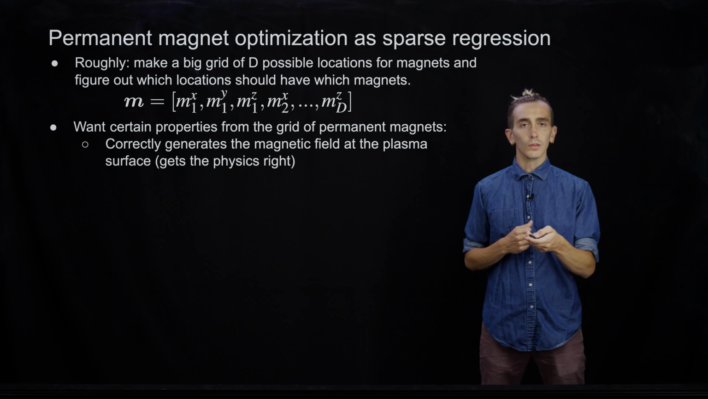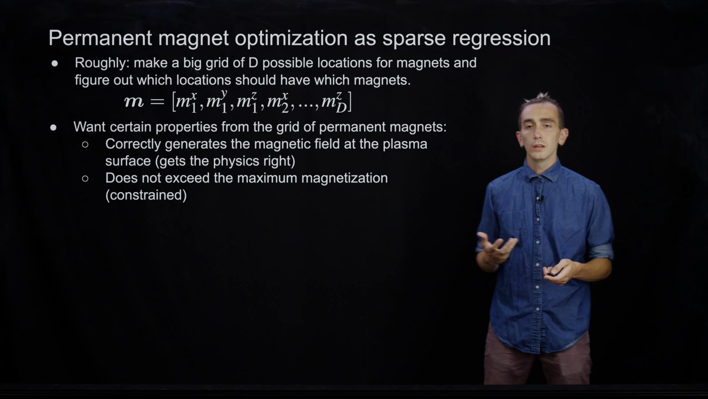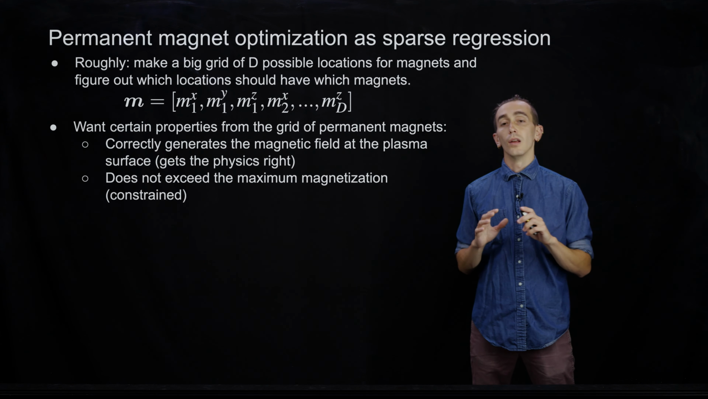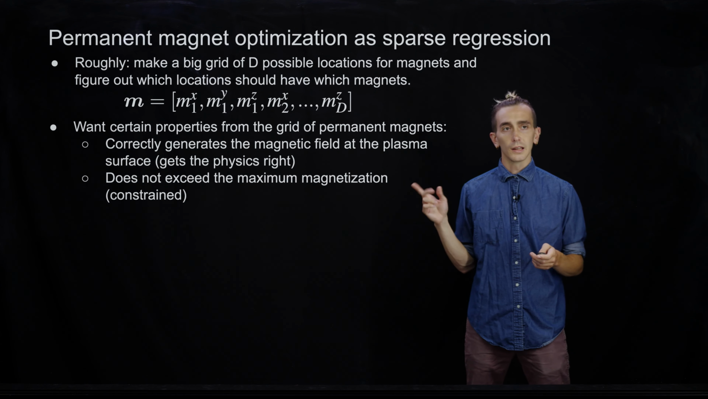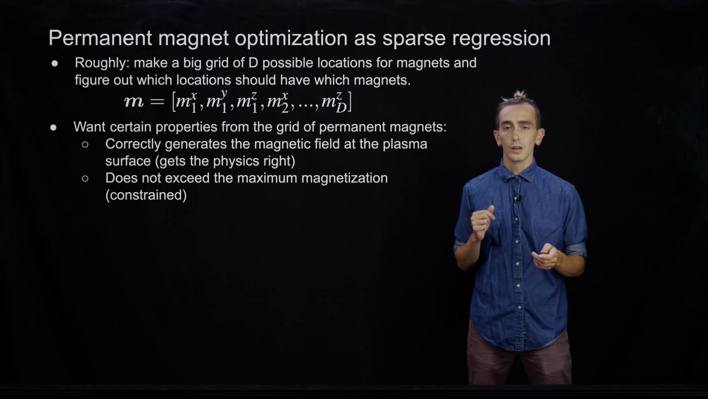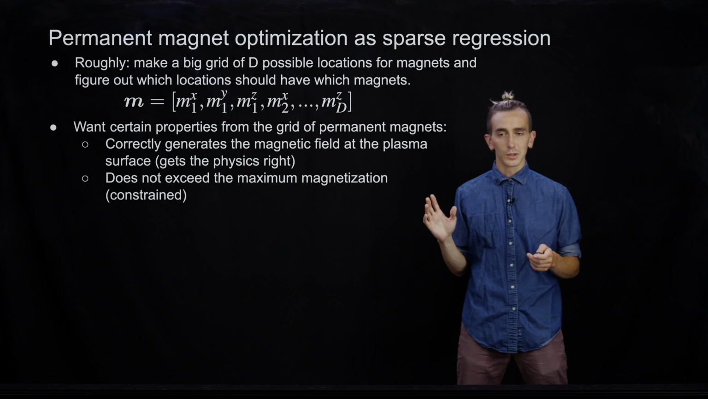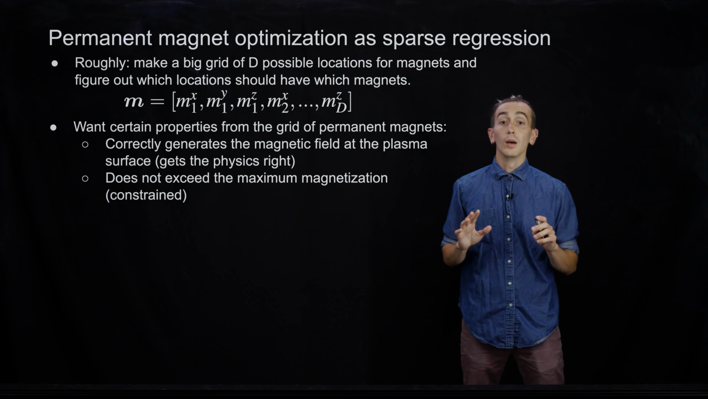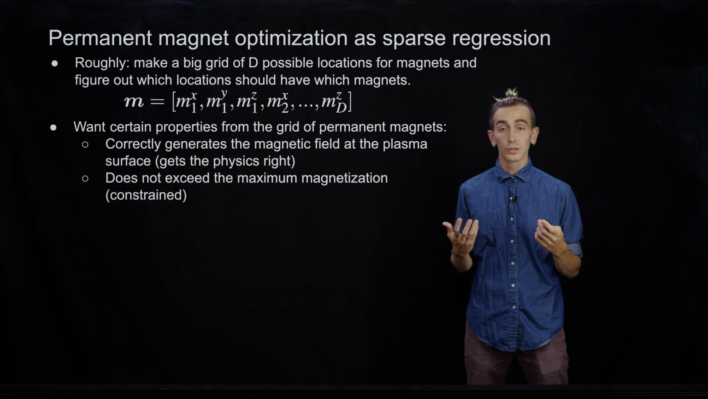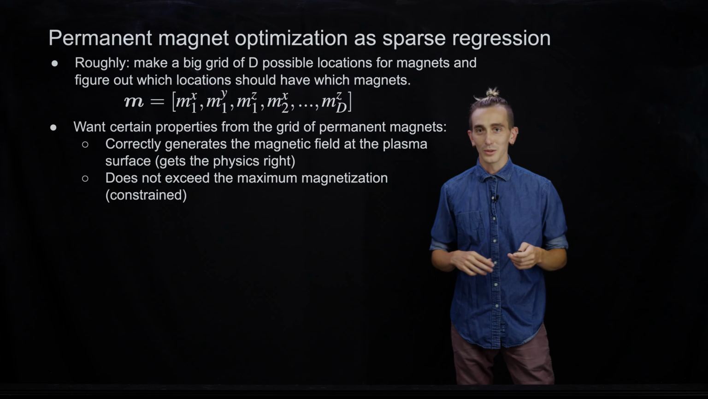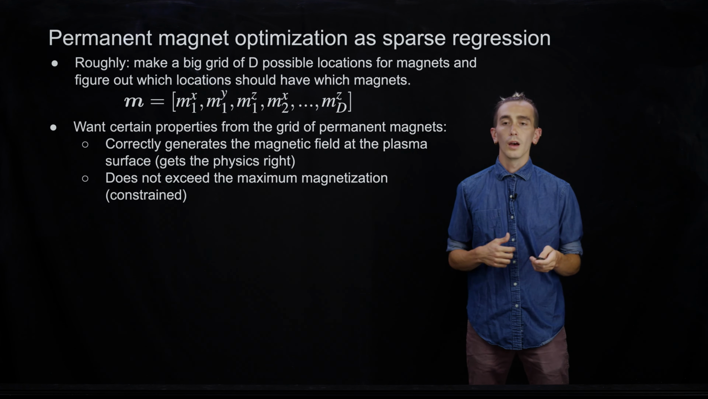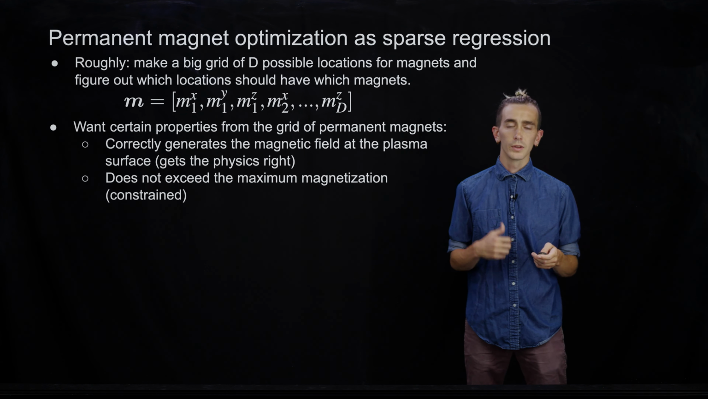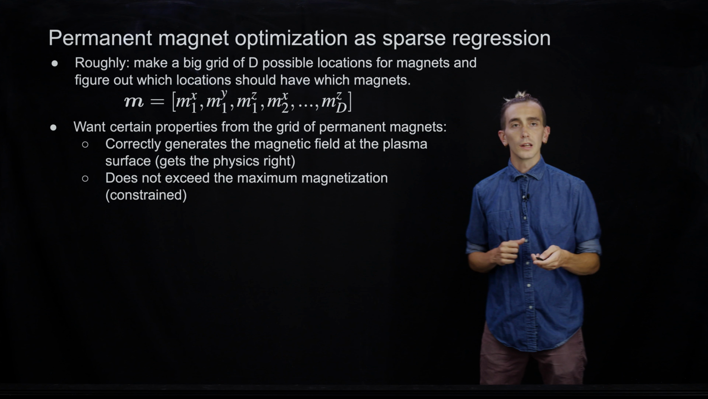And for this to work, we need to do a few things. It turns out permanent magnets cannot withstand very high magnetic fields directly next to them, and so we need to not exceed some maximum magnetization. The magnets have a maximum magnetic field strength that they can produce. So we can't produce like 50 Tesla fields with these permanent magnets. We need to produce them with some realistic amount of magnetic field strength for the types of permanent magnets you can actually buy off the shelf nowadays. So there are some constraints we need to consider.